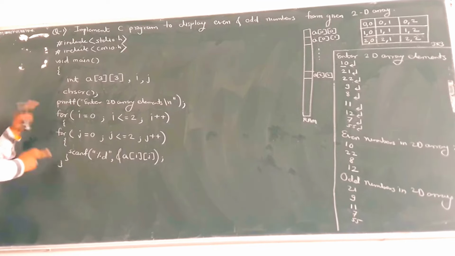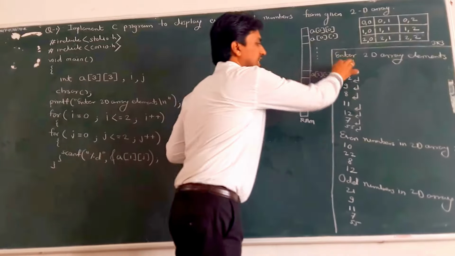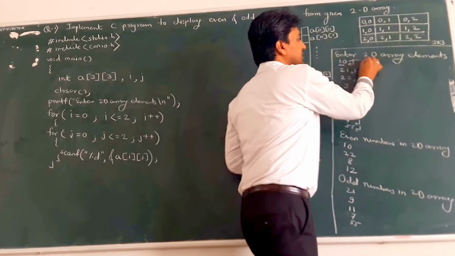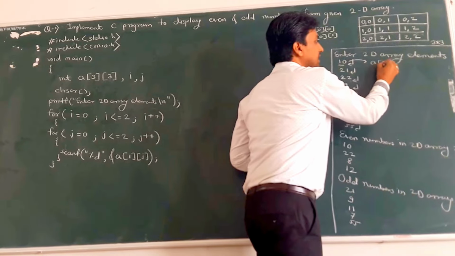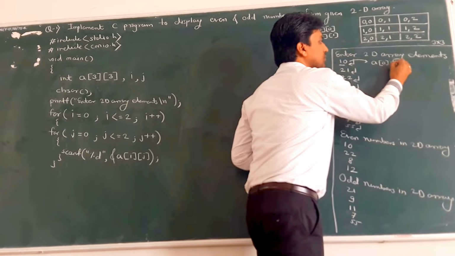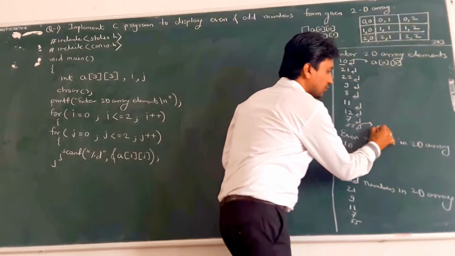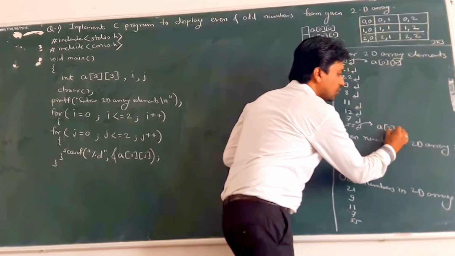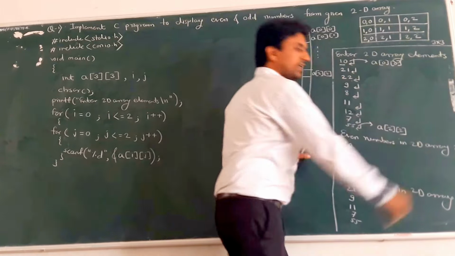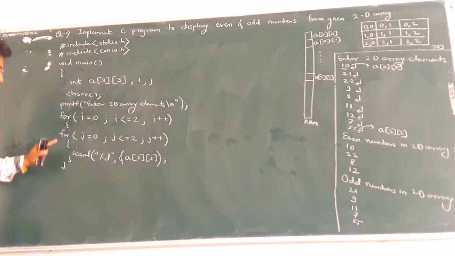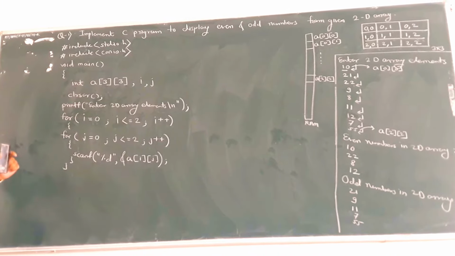Next, this means scanning of 9 elements, and this first element, that is 10, is saved at the array index of a of 0, 0 in the RAM, and this last element 55 is stored at the index of a of 2, 2 in the array A. Okay, likewise. Scanning is done.